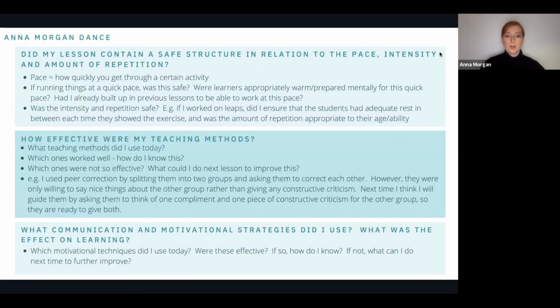What communication and motivational strategies did I use and what was the effect on learning? So which motivational techniques did I use today? Were they effective? If so, how do I know? If not, how would I improve them? So, if you showed your 32 fouettes from Swan Lake and they all just went, oh, well, we're never going to be able to do that, then maybe it wasn't actually as effective as you'd hope it to be. So you need a different tactic next time.